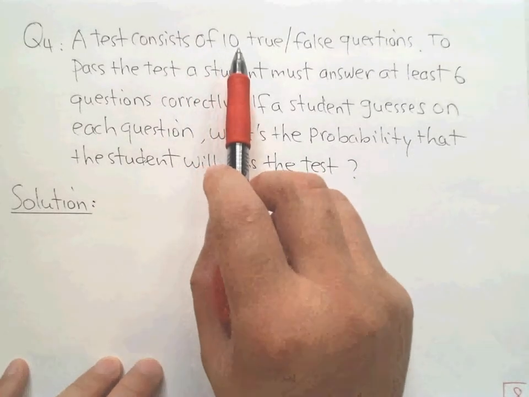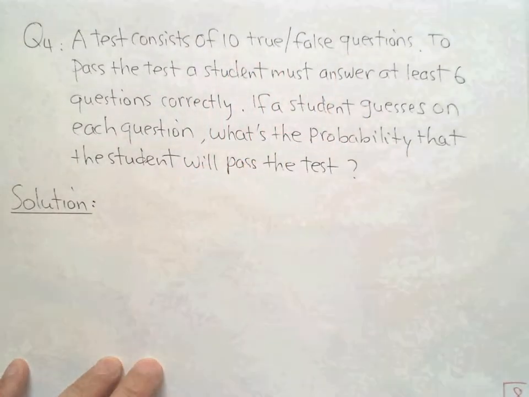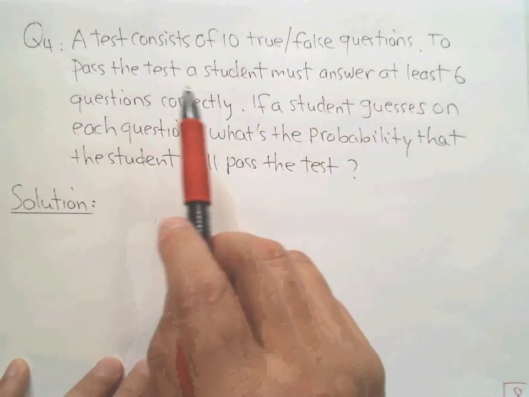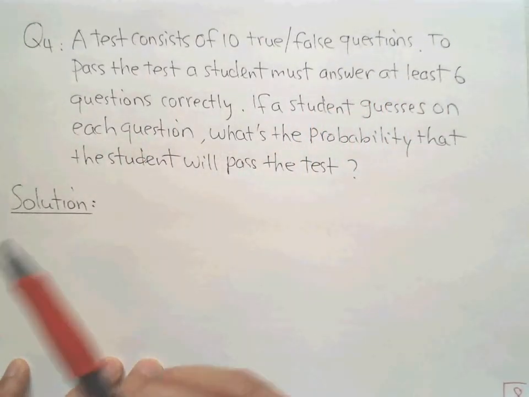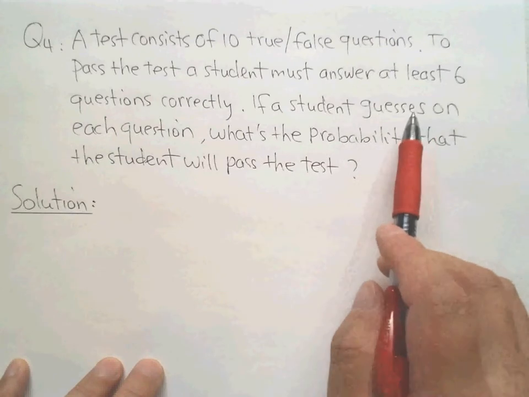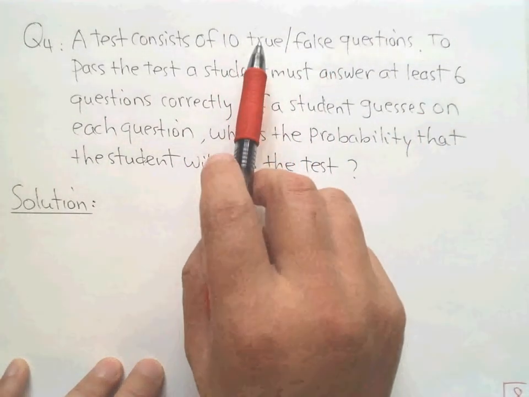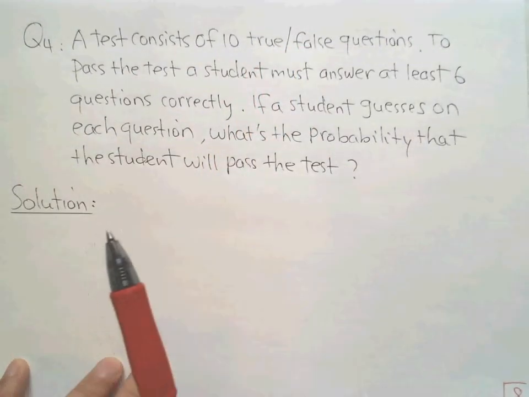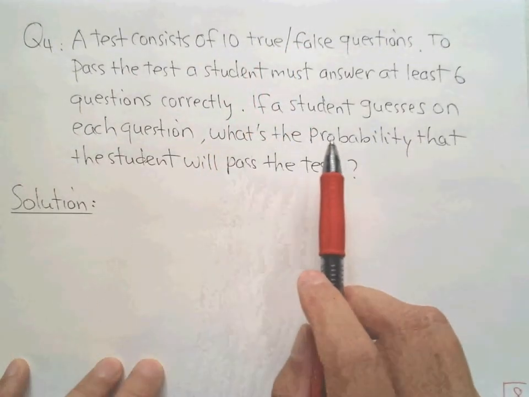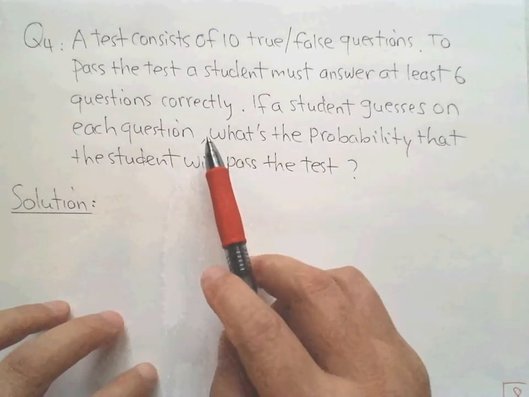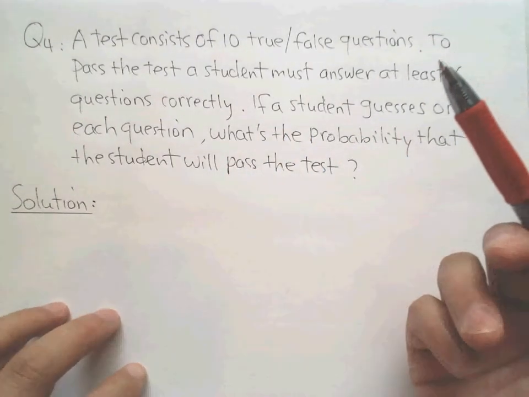It's almost similar. This question: a test contains 10 true or false questions. To pass the test, students must answer at least 6 questions correctly. If students randomly guess, with 2 choices, 50% to get it correct and 50% to get it wrong, what's the probability that the students will pass? So keep that in mind.